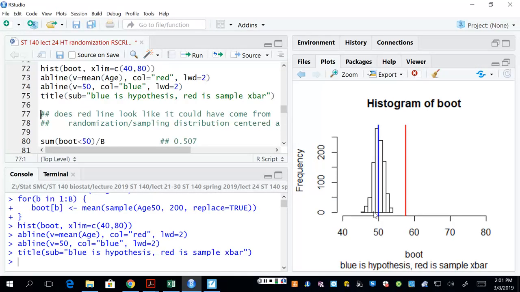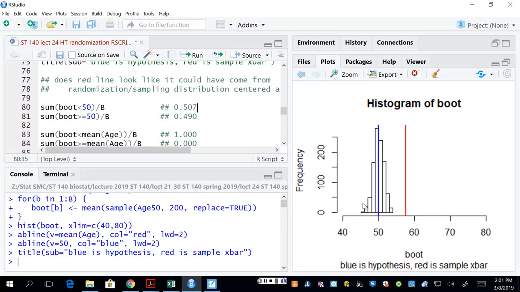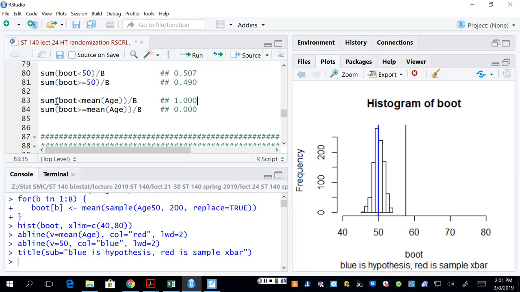Does it look like the red line could have come from the null hypothesis? No, it doesn't look like it's possible at all. It's completely outside of the range of things that are likely to be done. We can quantify what percentage of the samples are actually bigger than this value or more extreme. And it turns out there's none of them.